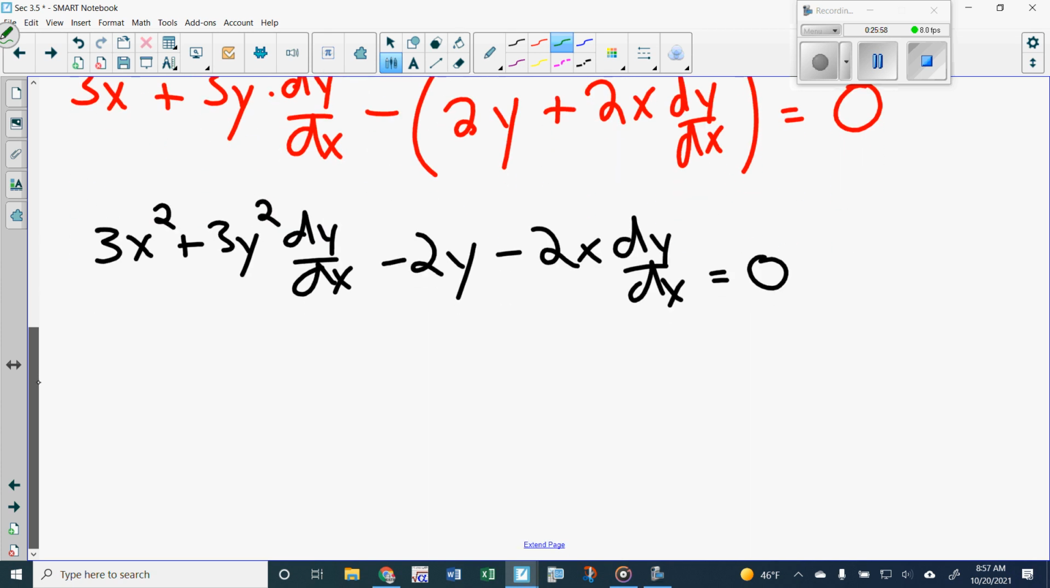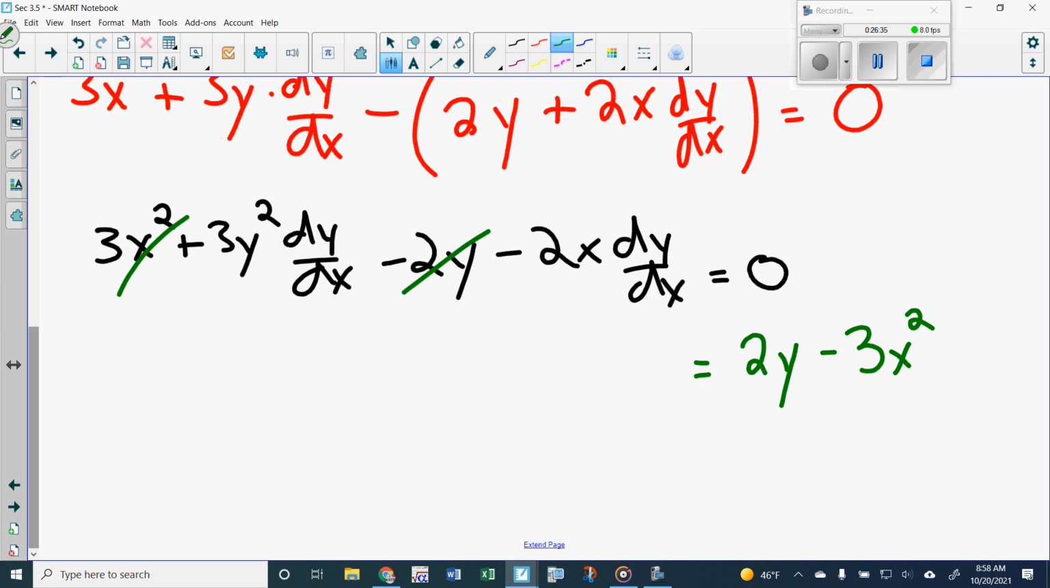Now, here's the quick, easy way to do this. Anything without a dy dx, move to the other side. Minus 2y goes to the other side, becomes a positive 2y. 3x squared becomes a negative 3x squared. The only reason I did the 2y first is you could have had negative 3x squared plus 2y. Same thing, that's fine. Doesn't look as good.